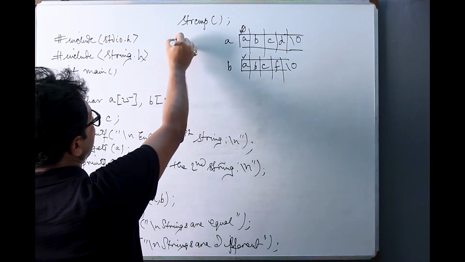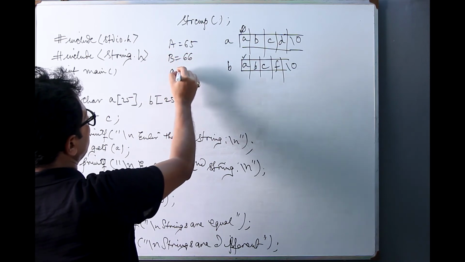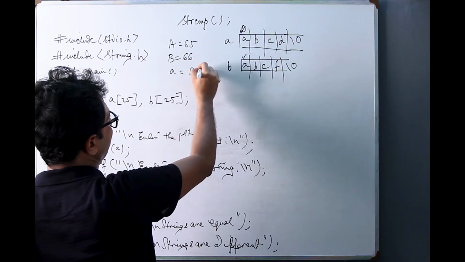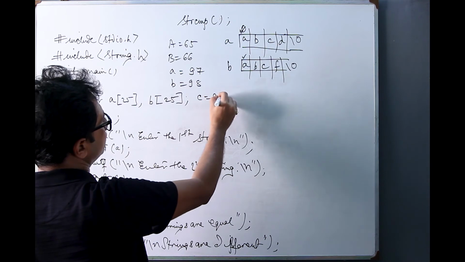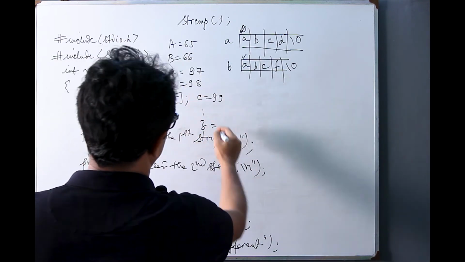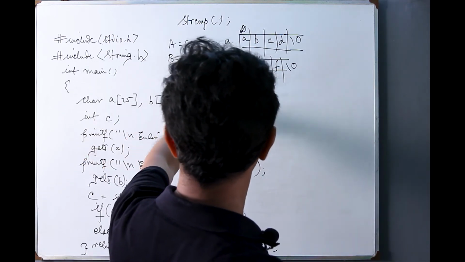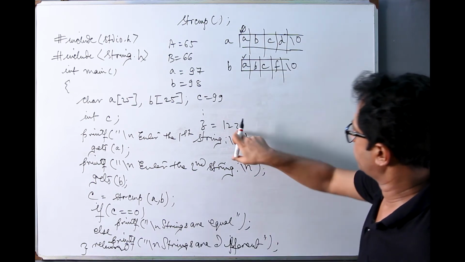Capital A is 65, capital B is 66, and small a is 32 added to 65, that is 97. Small b is 98, small c is 99, and small z is 122, because 97 plus 25 is 122 and there are 26 letters in the English alphabet. So this will be 122.